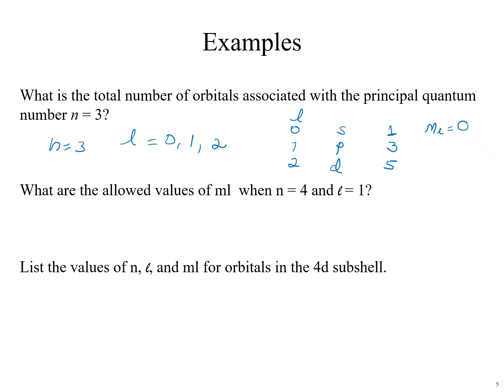When L is 1, m sub L is -1, 0, and 1. That's 3 possible values. That's telling you that we have 3 p orbitals. m sub L, when L is 2, is -2, -1, 0, 1, and 2. 5 possible values. I have 5 possible digits here, which is 5 d orbitals. So on the third energy level, in which we have s, p, and d orbitals, we're going to have a total of 9 orbitals.